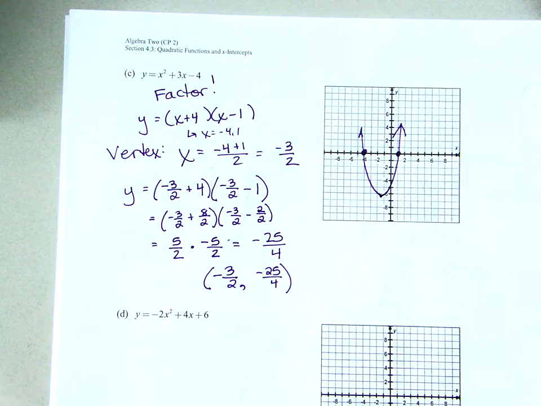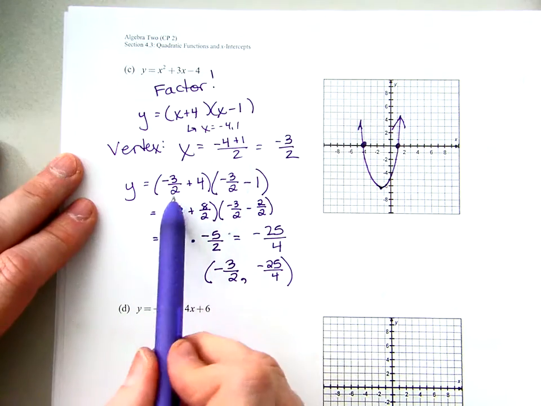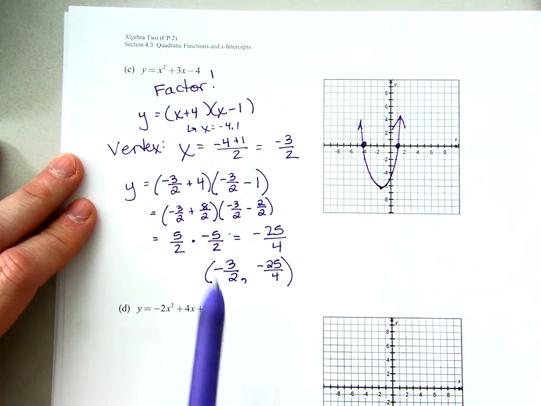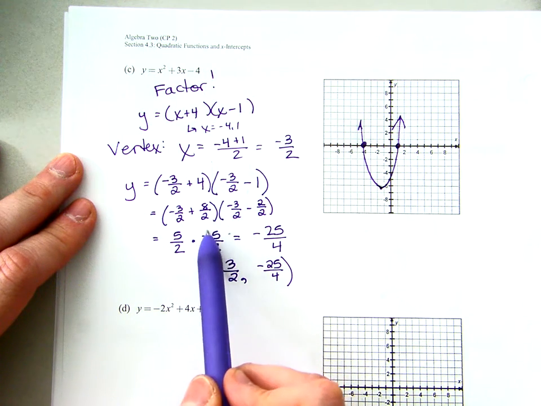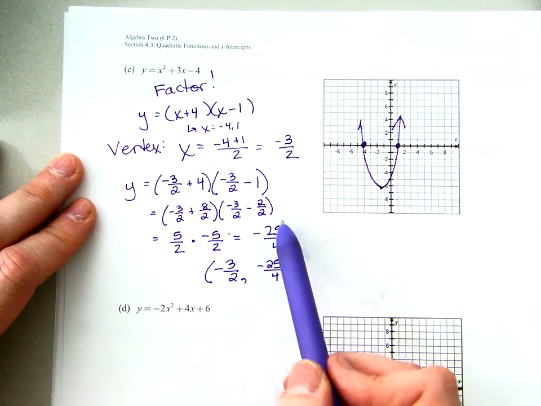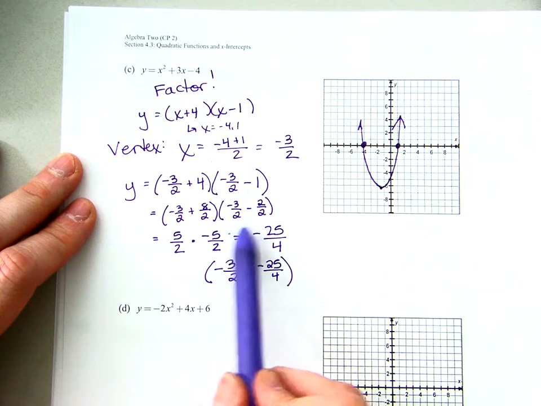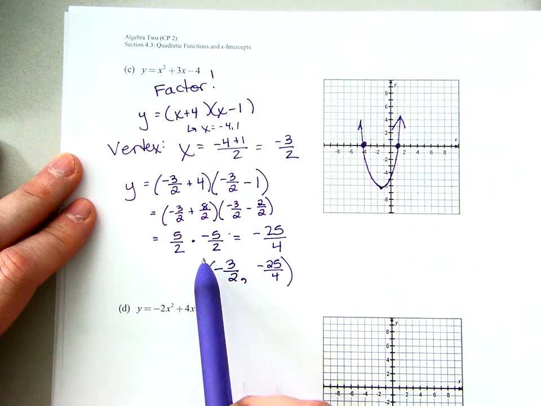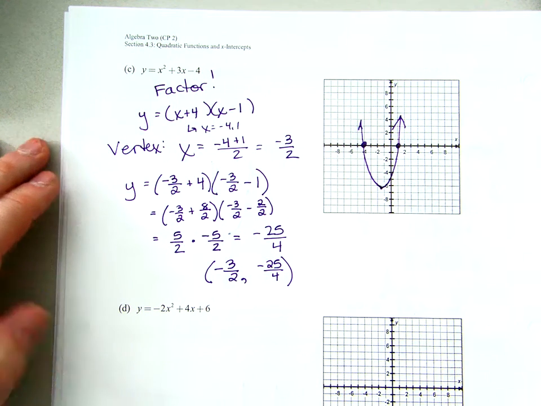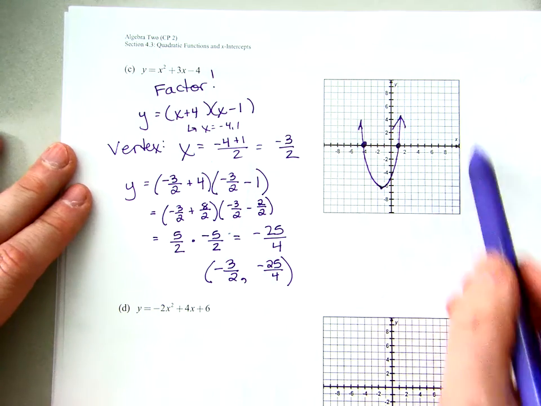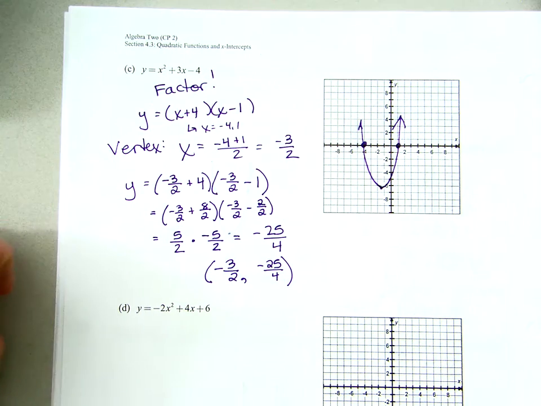Getting -25/4 then for the y-coordinate. I plugged in -3/2 plus 4, -3/2 minus 1. Needed a common denominator. So I turned my 4 into an 8/2. Turned my -1 into -2/2. -3/2 plus 8/2 is 5/2. -3/2 minus 2/2 is -5/2. That gives -25/4, which is -6.25 for graphing purposes, and it should look like that.